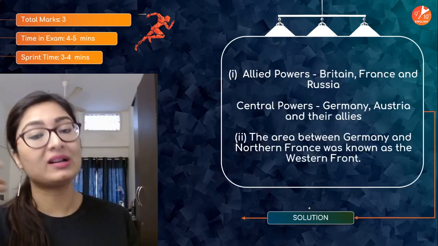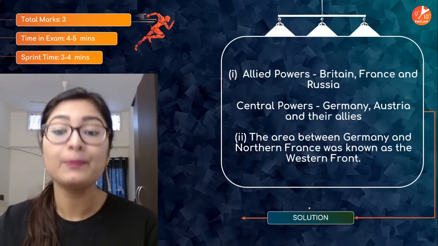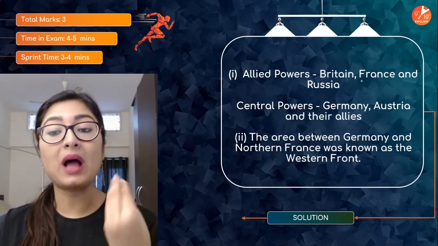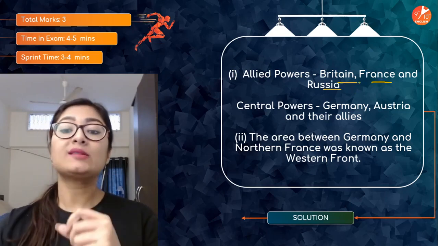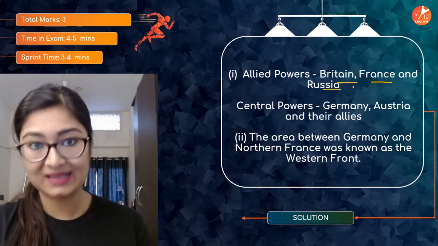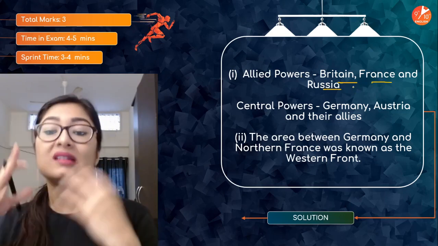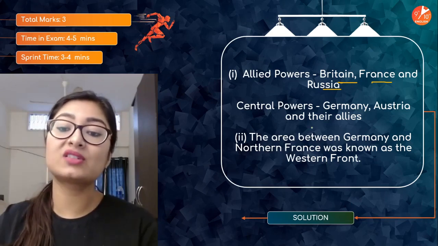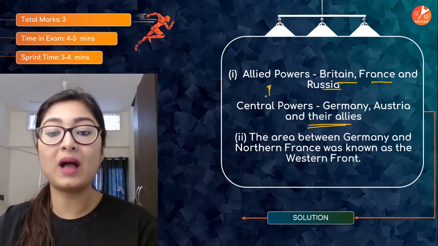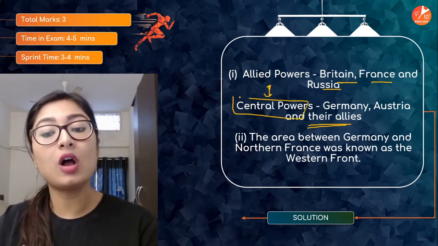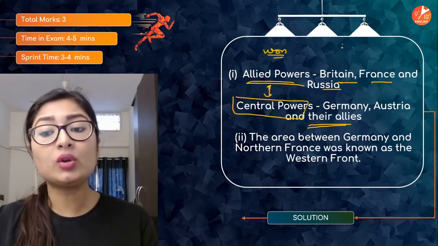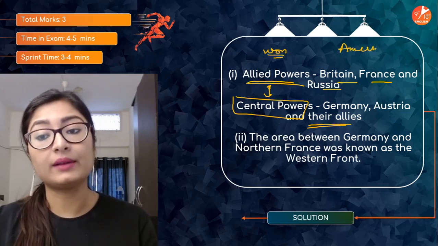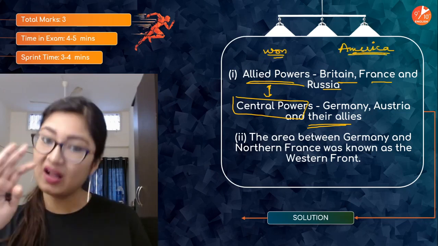So we know there were two fronts, Eastern Front and Western Front, right? Allied powers, we know the strong powers, Britain, France and Russia. So this is what basically comprised it. The central powers were Germany, Austria and their allies. So these two powers were fighting. Central powers lost, allied powers won. You could say America was also there, in the allied powers.